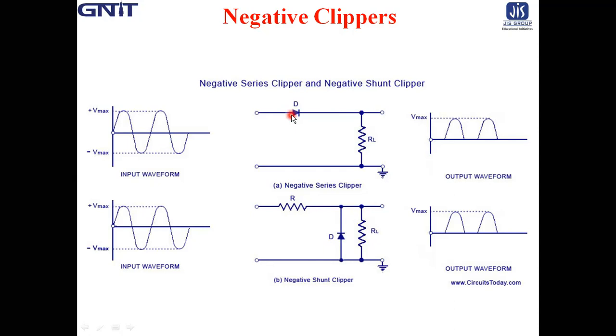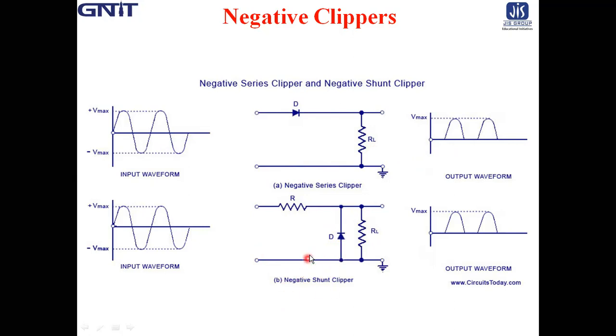Thus, the positive half cycle of the input voltage passes through the circuit and appears across the output, while the negative half cycle is blocked and does not appear across the output. So the output waveform, already shown here, clips off the negative half cycle and retains the positive half cycle only, resembling that of a half wave rectifier.